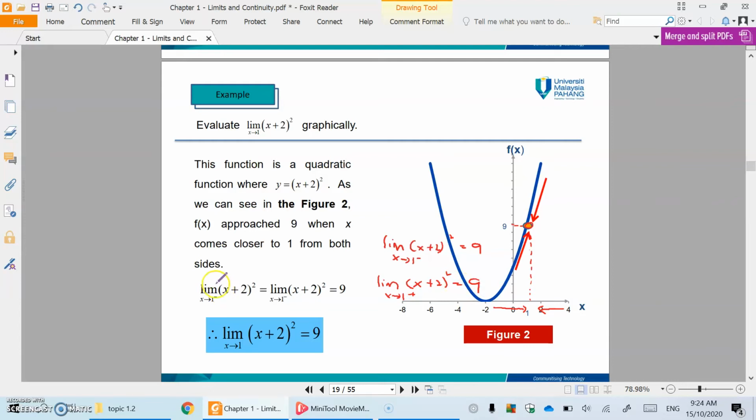For the summary, the limit from the left hand side of (x + 2) squared equals the limit from the right hand side, which is equal to 9, similar. Therefore the limit of (x + 2) squared as x approaches 1 is equal to 9.